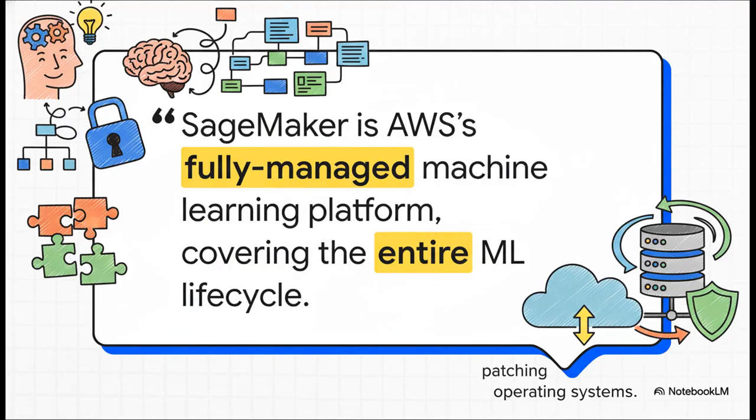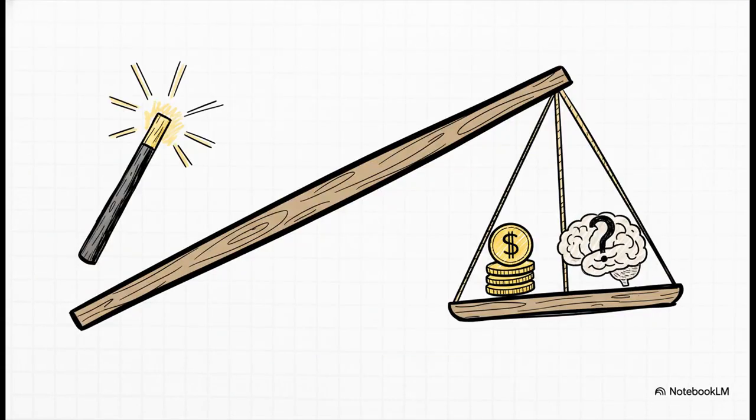Now, the most important two words on this slide are fully managed. What that really means is it's built for ML engineers who want to spend their brainpower on building great models, not on worrying about managing servers or scaling infrastructure or patching operating systems. AWS handles all that messy stuff for you. But of course, there's always a trade-off, right? All that amazing convenience comes at a higher price than just running a plain EC2 instance yourself.